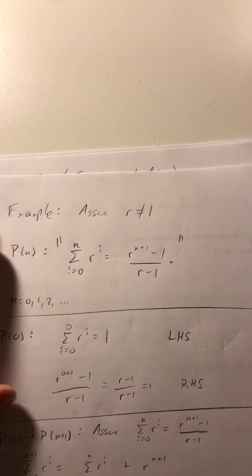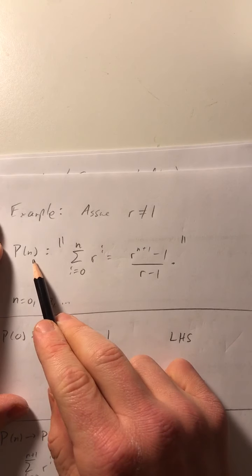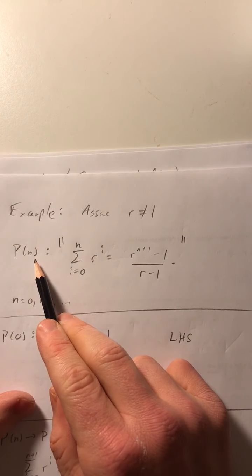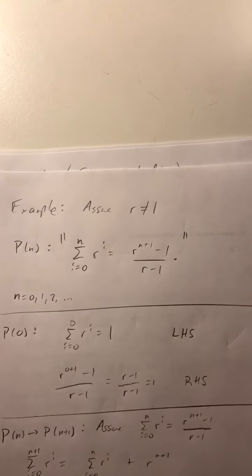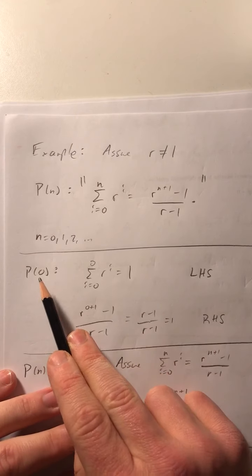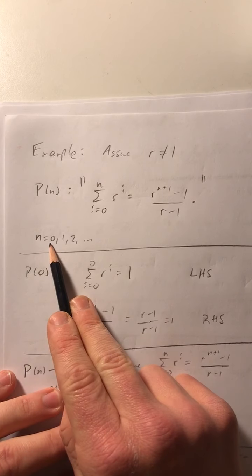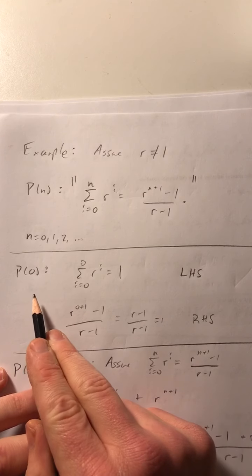So the domain for this predicate function is 0, 1, 2, and so on. So here I have P of 0. Okay, so this is an example of a predicate function that's starting at 0 instead of 1. Okay? But I still have a base case and then an inductive step. My base case is going to be prove P of 0, because 0 is my smallest n value. That's the base case. So I'm going to prove P of 0 just like I did on the previous page.